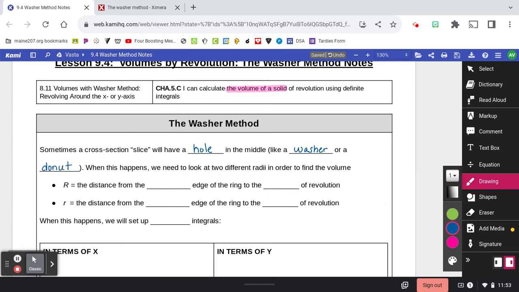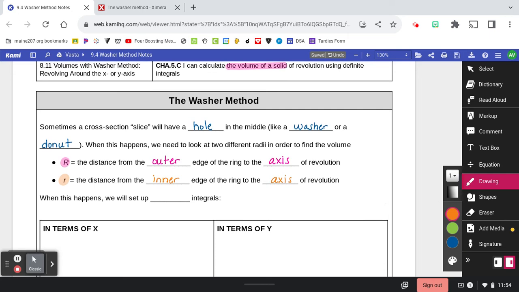When we want to find these volumes, we're going to need to do that by using two different radii. The first radius, which we usually call big R, is going to be the distance from the outer edge of the slice of the ring to the axis of revolution, to the very center, which is going to be in the middle of the hole. The little r, what we usually call little r, is going to be the distance from the inner edge of the ring to the same axis of revolution, this imaginary line that we're spinning everything around.